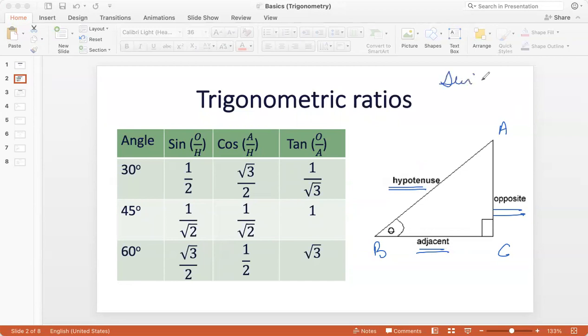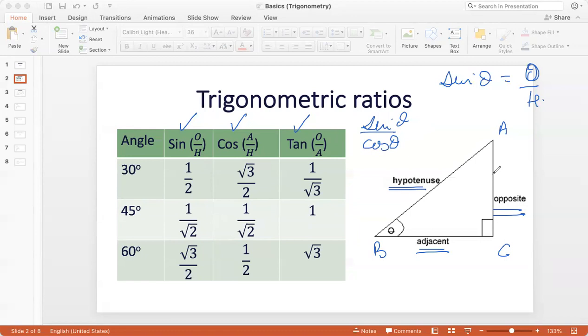Then the sine of theta is defined as the opposite side divided by hypotenuse. The cos of theta is defined as the adjacent side divided by the hypotenuse. And the tan of theta, which can be written as the sine of theta divided by the cos of theta, is simply the opposite divided by the adjacent.